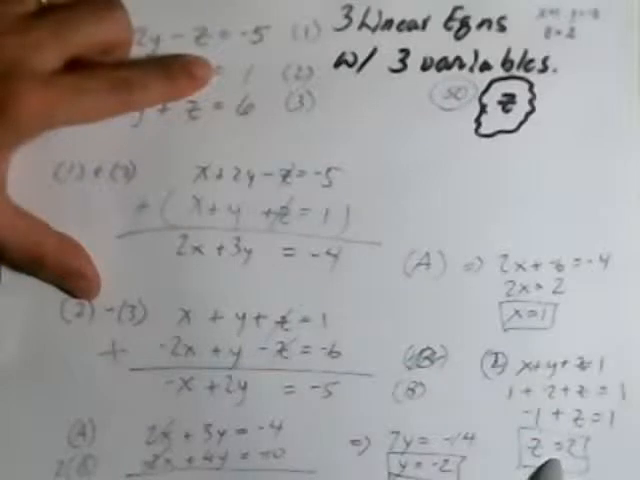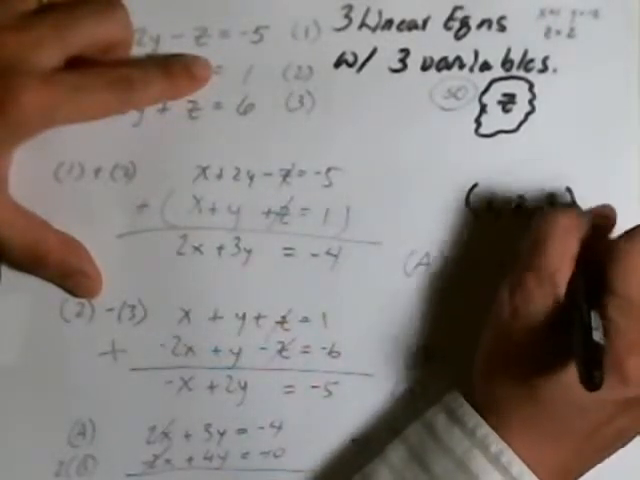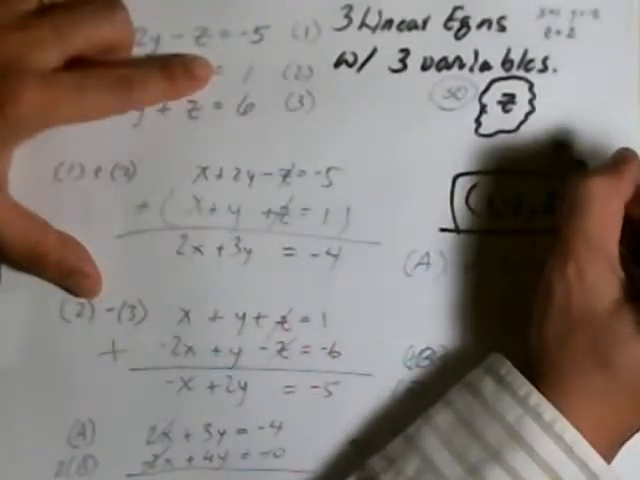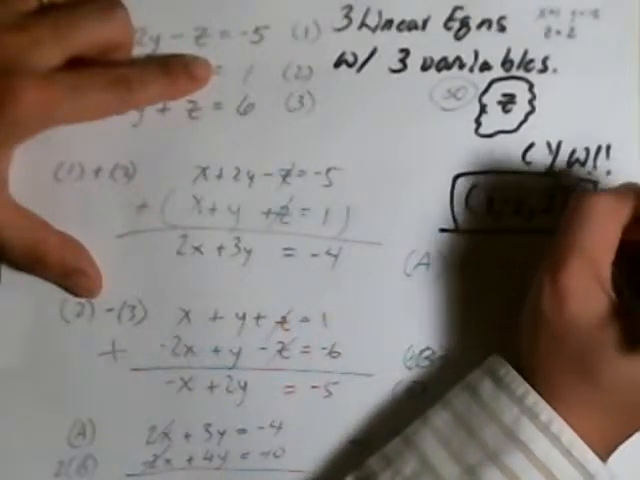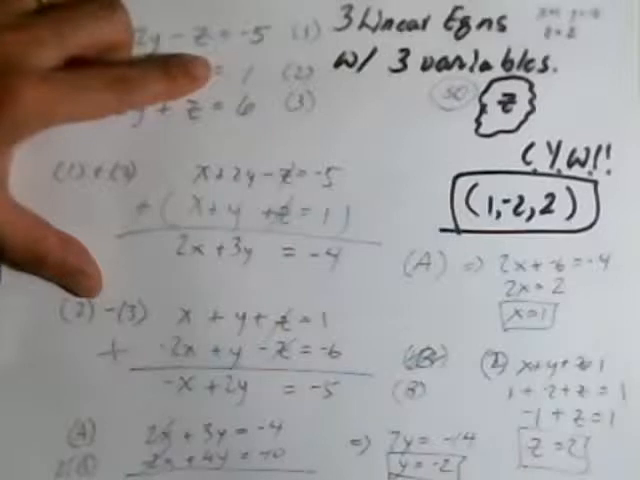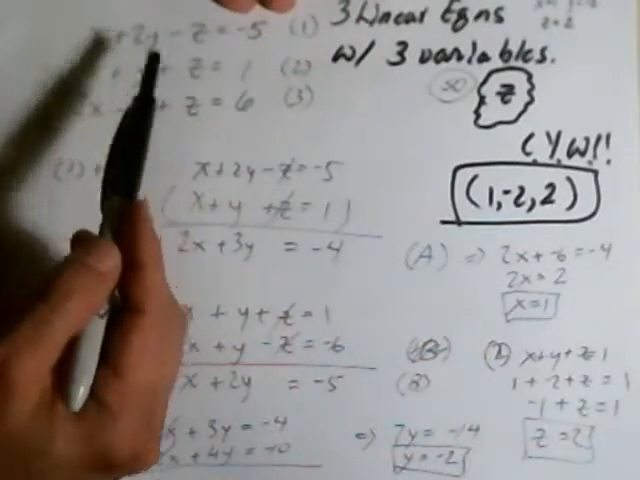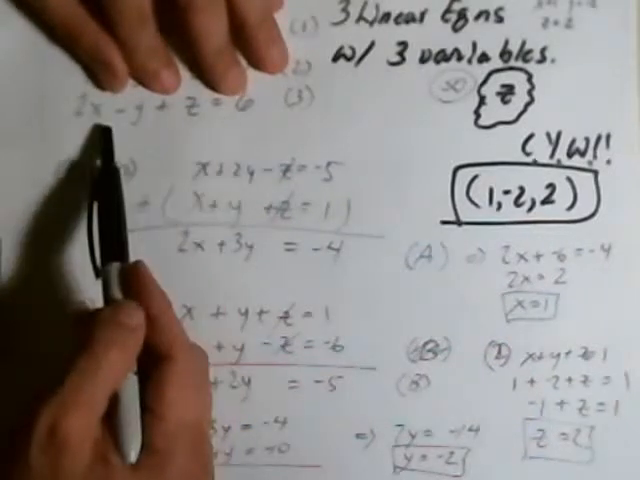So our solution is going to be 1, negative 2, and 2. That's our final solution. Please check your work. To check your work on this, since we plugged it into equation 2, we could either plug into equation 1 or equation 3. Let's use equation 3, okay?